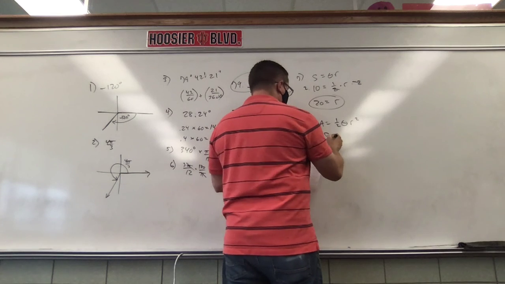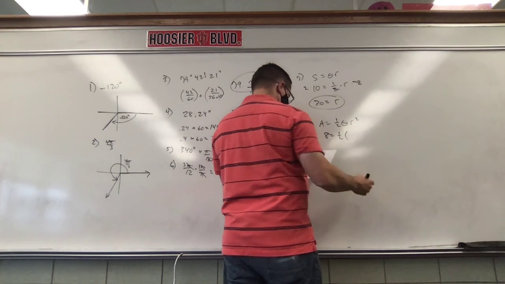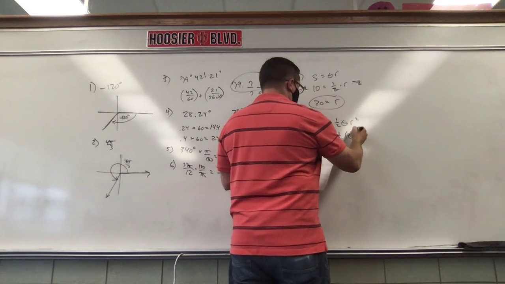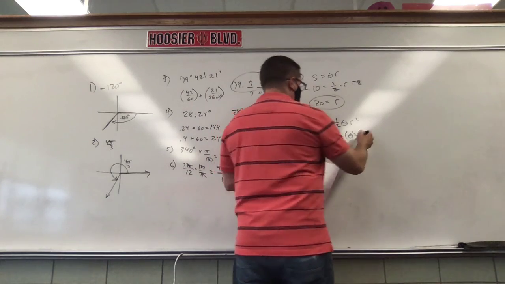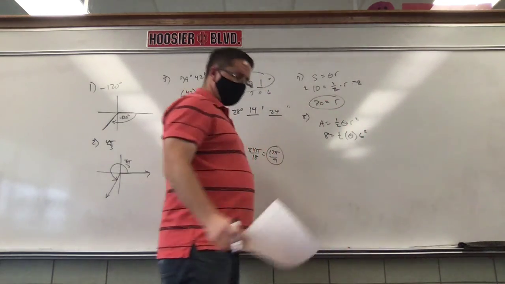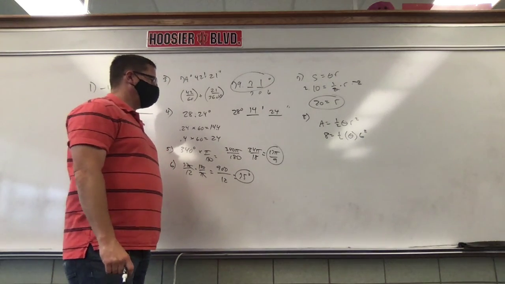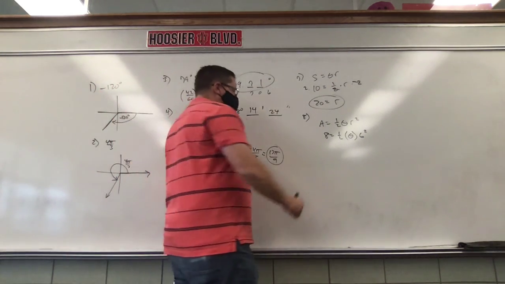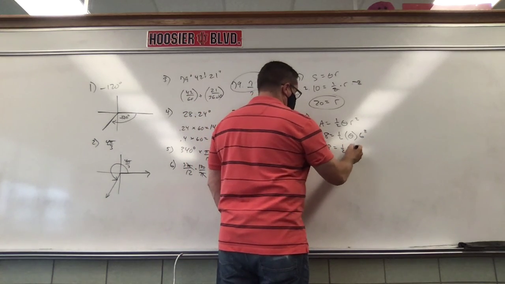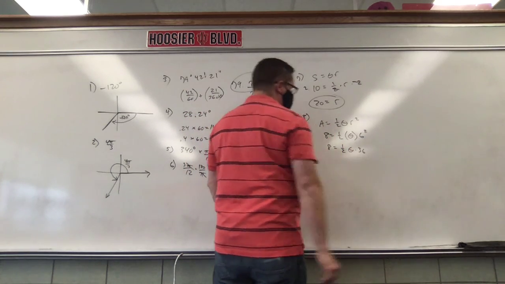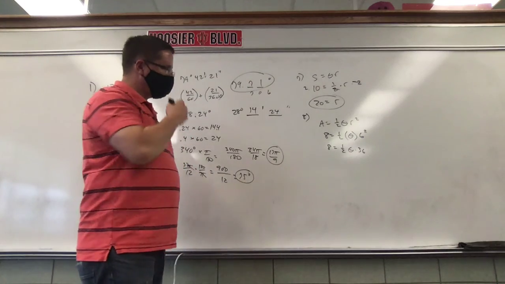A is 8, 1/2 theta. We're trying to find out what theta is. And R squared is 6 squared. So just plug in what you know to find out what you don't know. So 8 equals 1/2 theta times 6 squared is 36.